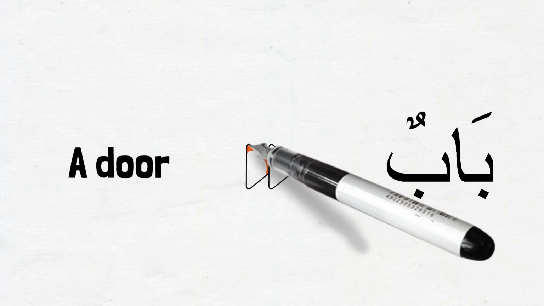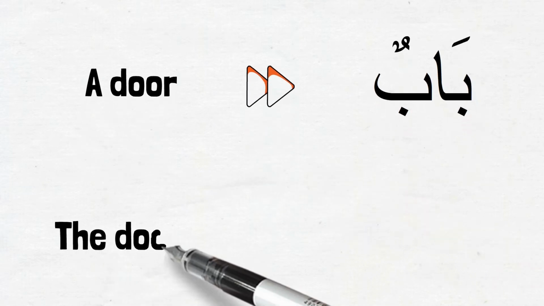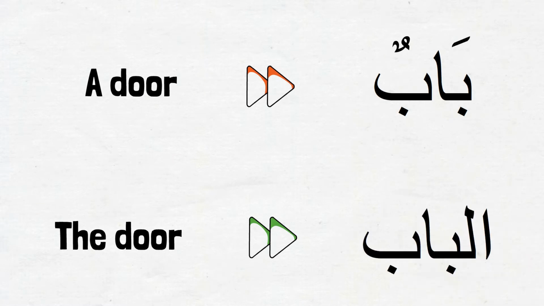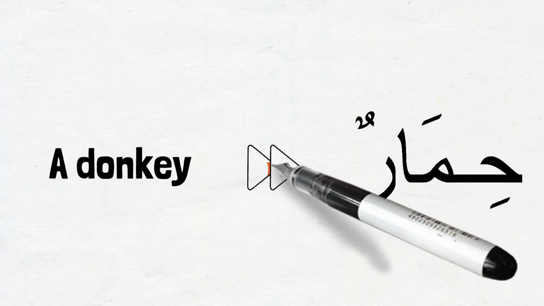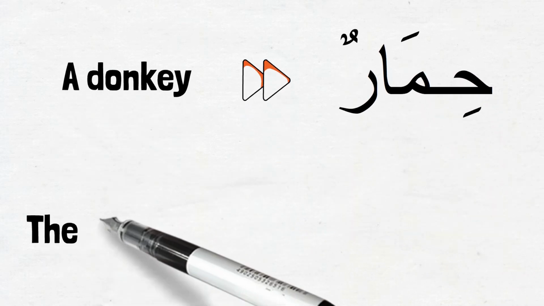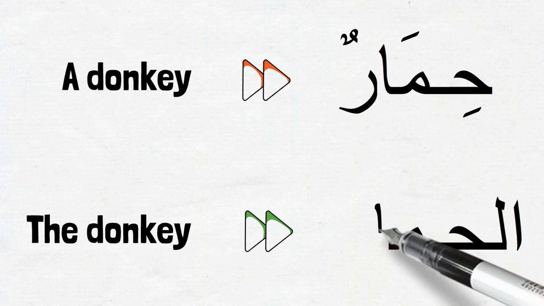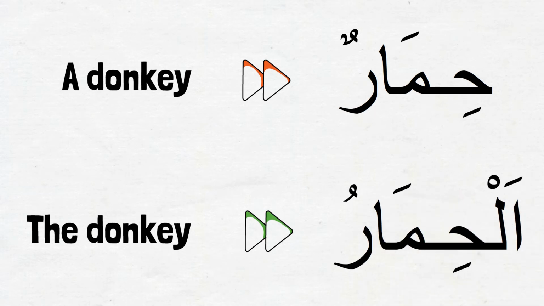Another example. Babun, a door. What would be the definite form? Al-babu. Correct. Not al-babun. It should be al-babu. Al is added, nun is dropped. Third one. Himarun, a donkey. What is the definite form? The donkey? Al-himaru. Perfect. Al-himaru.